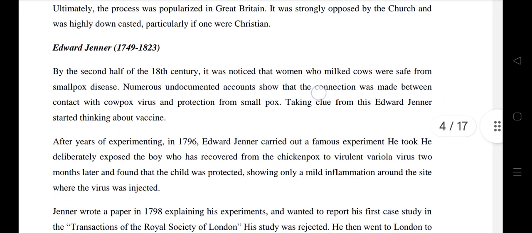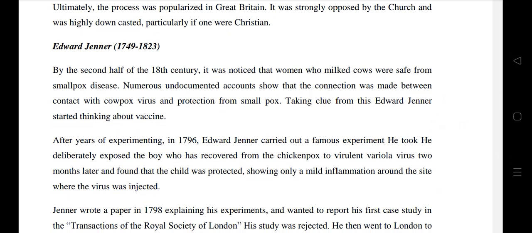Next, we are going to learn about Edward Jenner. By the second half of the 18th century, it was noticed that women who milked cows were safe from smallpox disease. Numerous undocumented accounts show that the connection was made between contact with cowpox virus and protection from smallpox. Taking a clue from this, Edward Jenner started thinking about a vaccine.